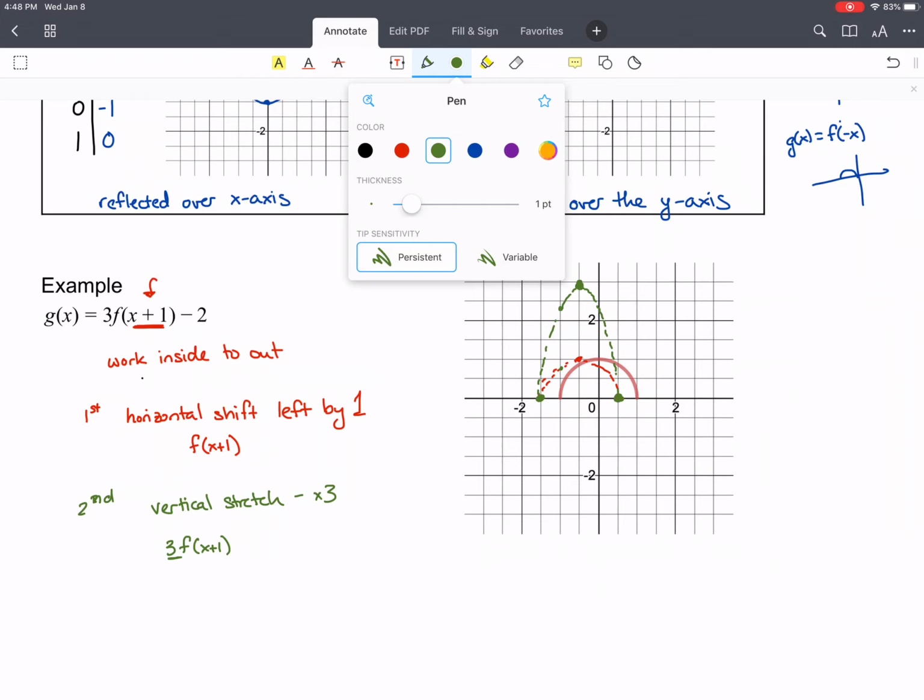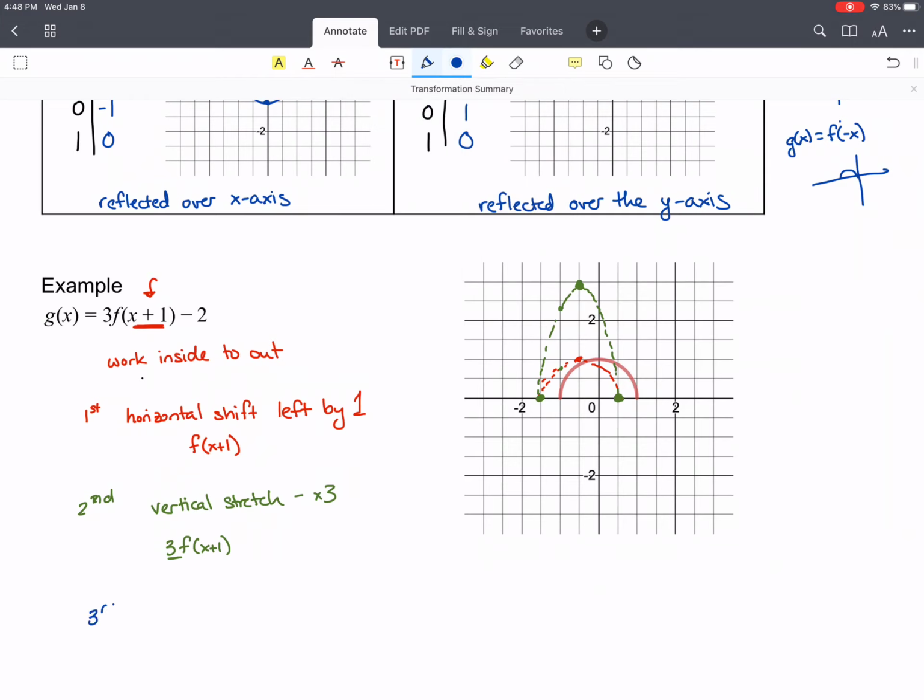And then last, now that I've done my horizontal shift and my vertical stretch, I have the -2, which hopefully you recognize as a vertical shift down by 2. So I'm going to take each of these points and move them down 2. And now my new graph looks like this. And that's more than one transformation at a time. I hope this summary helped.